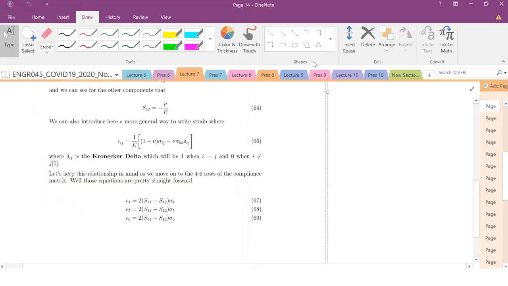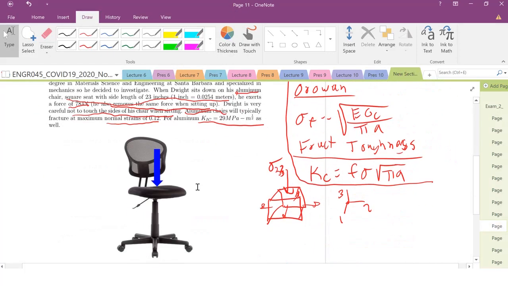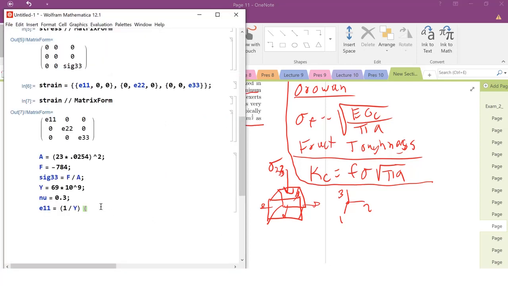So going back to our problem, there's no stress in the 1,1 direction and no stress in the 2 direction. It's just going to be minus nu times my sigma 33. That's it. If I'm doing 2,2, same exact thing: it is going to be 1 over Y times minus nu times sigma 33. And for E33, we know that it's going to be 1 over Y times sigma 33. This is our only time that we're going to be able to use our Hooke's law. So that's it, these are our expressions.